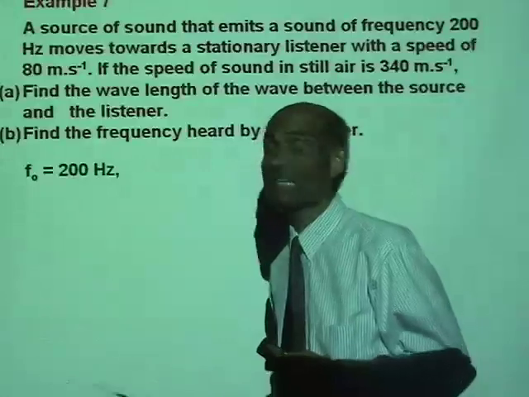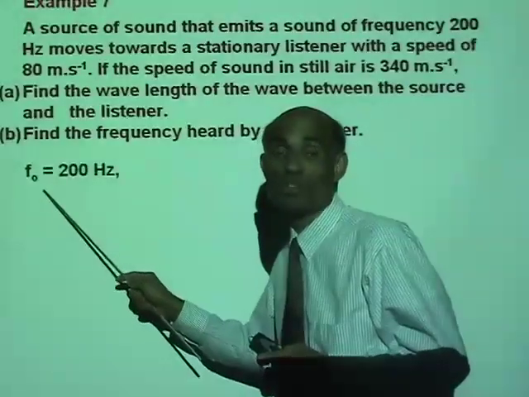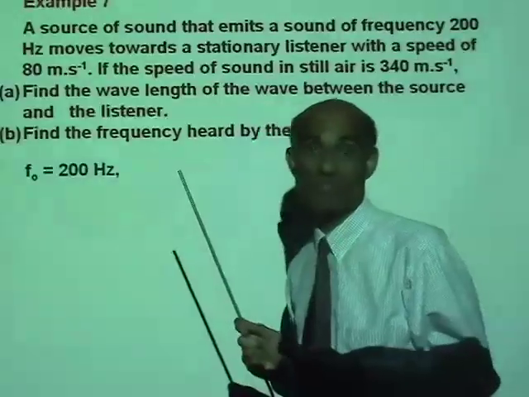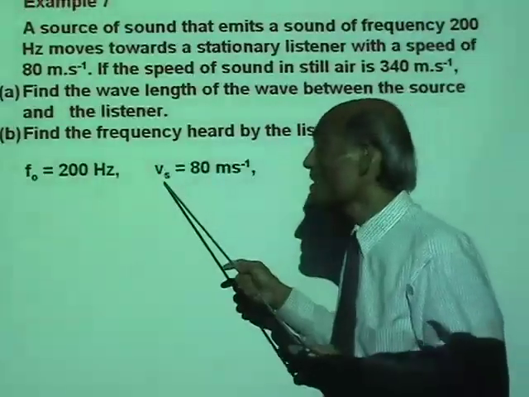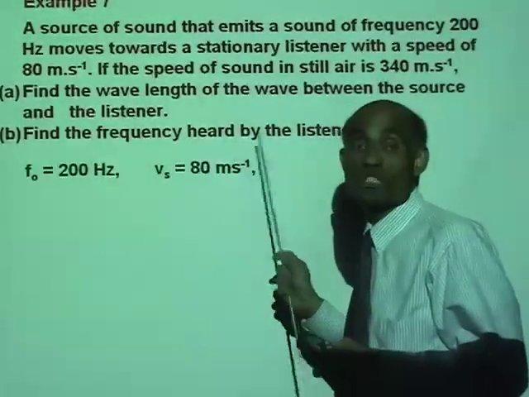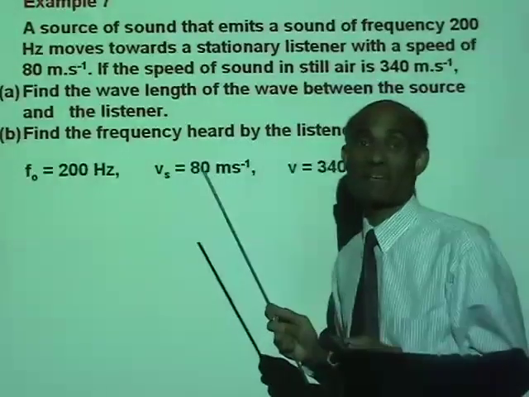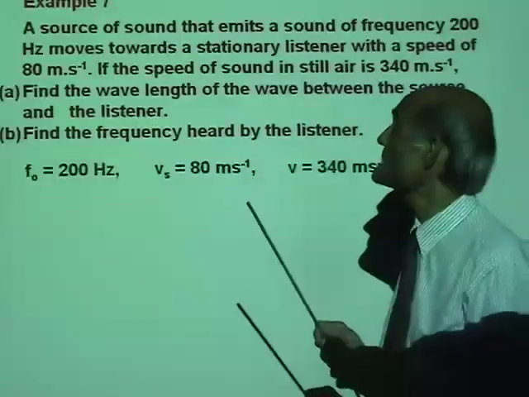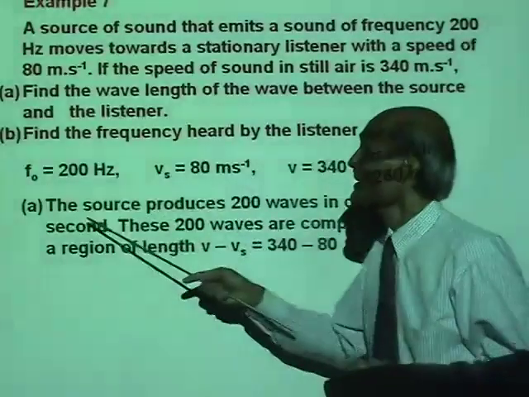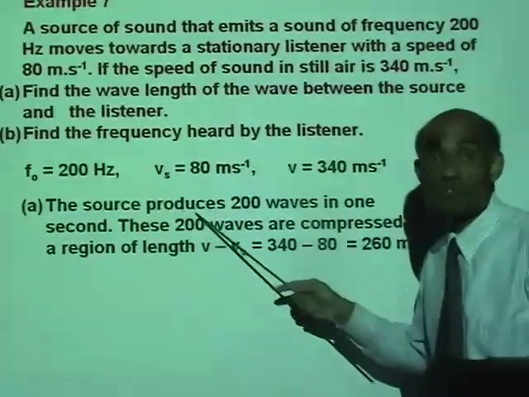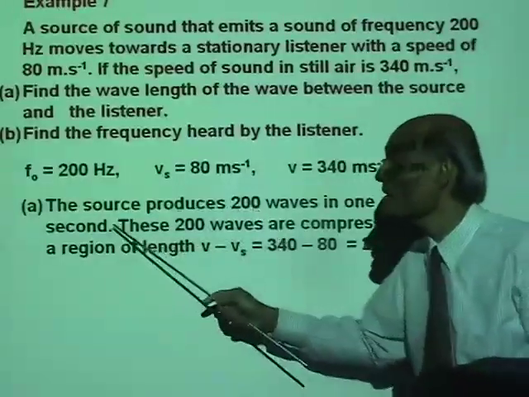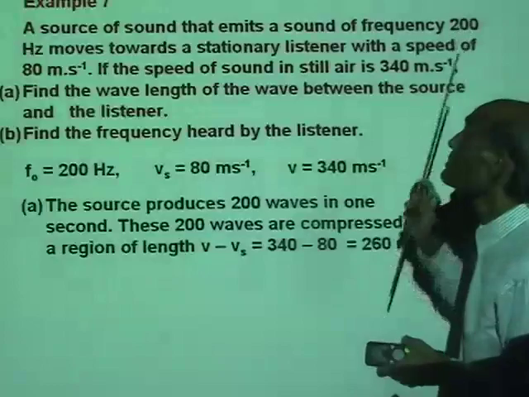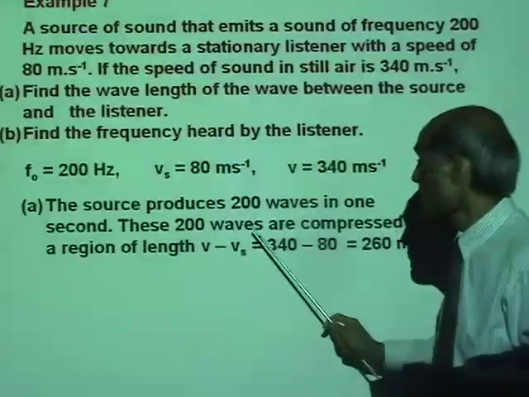Alright, let's pick the data. F0, the actual frequency of the source, is 200 Hertz. The speed of the source is 80 meters per second. Speed of sound is 340 meters per second. As the source produces 200 waves in 1 second, that's the meaning that the frequency is 200 Hertz.